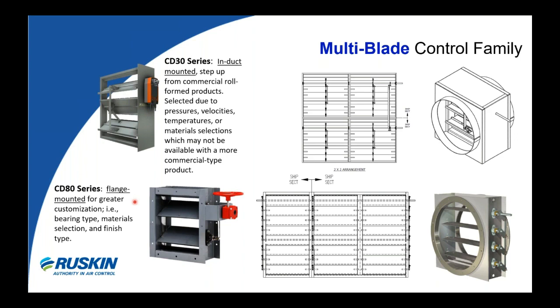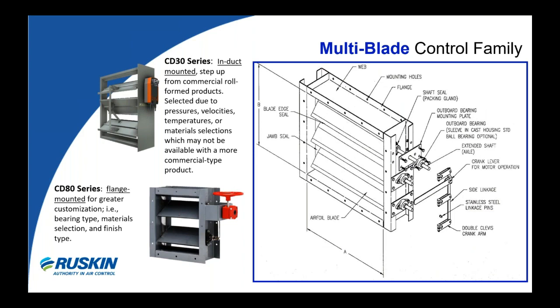higher pressure, elevated temperatures, project-specific materials of construction, or lower leakage requirements. For units required to provide low leakage performance, much like the CD30 dampers, the CD80 series of dampers are available with stainless steel jam seals and a wide variety of blade seal materials. Also, for projects which require containment of the airstream, shaft seals are utilized to minimize the amount of airflow which might escape through the area where the axle penetrates the damper frame, as you can see here.